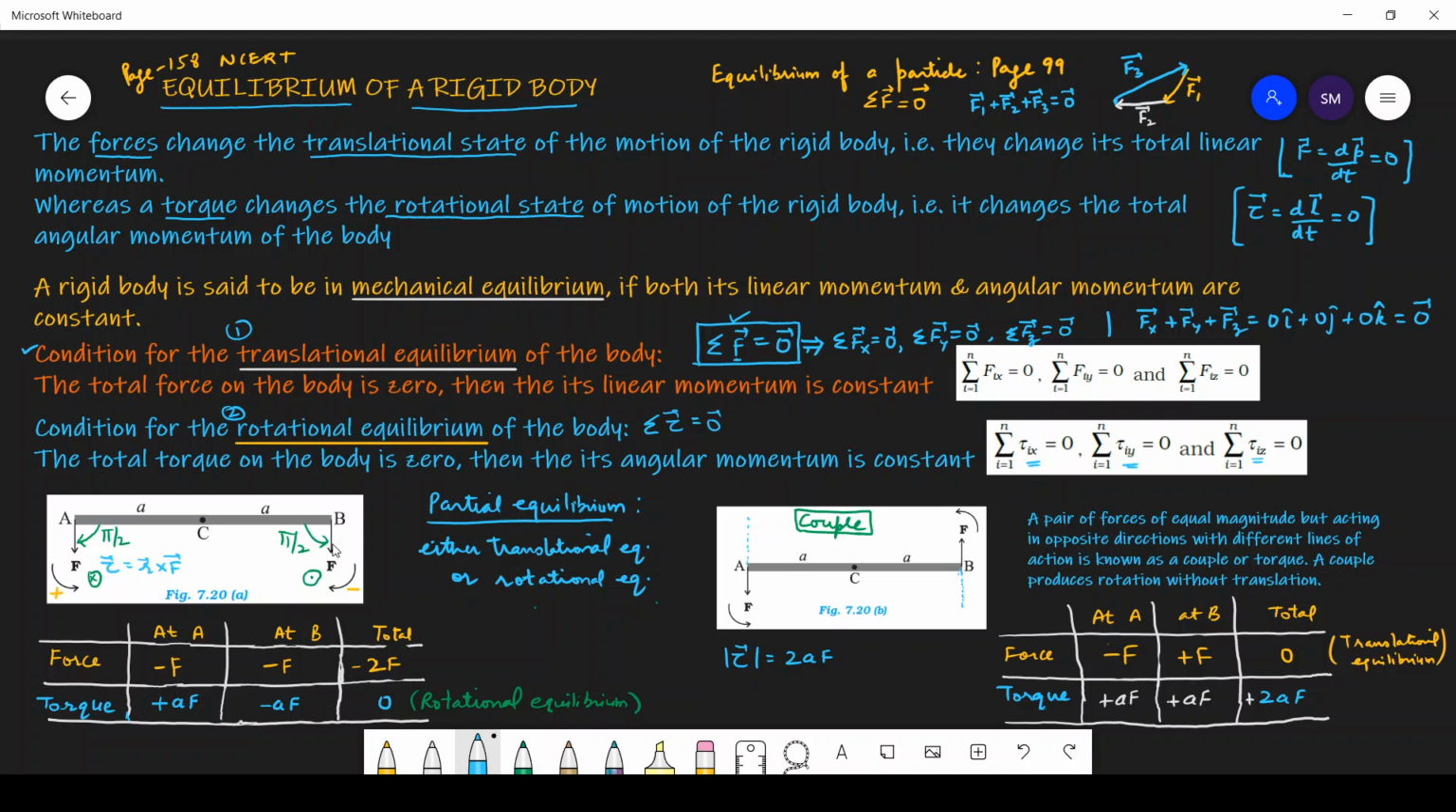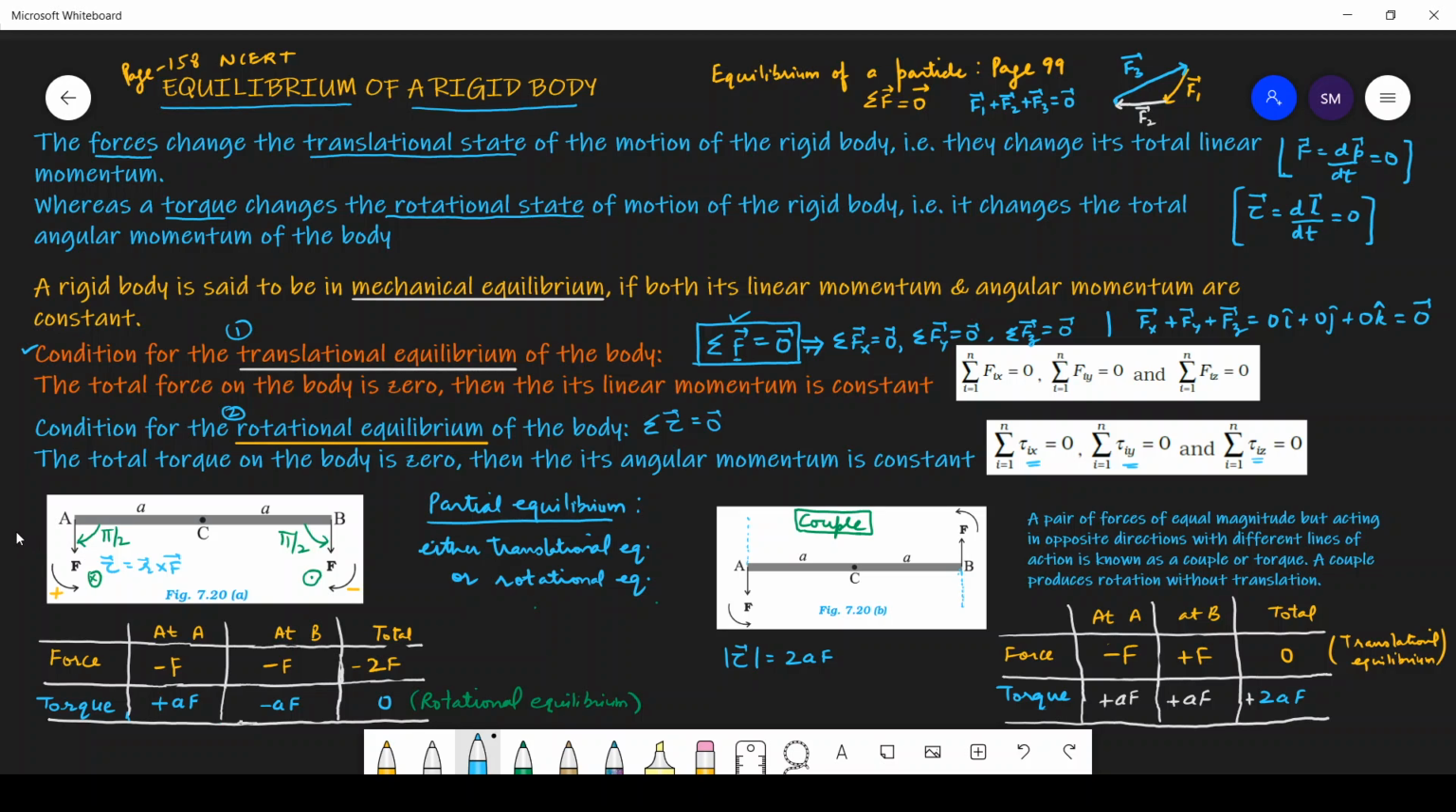So have you understood this concept, that the system will be in rotational equilibrium but not in translational equilibrium? How is it? Let us find out the net force, meaning the force acting on it, and what is the torque. See here, force we can clearly see. We need not calculate. We can clearly see this is a force.